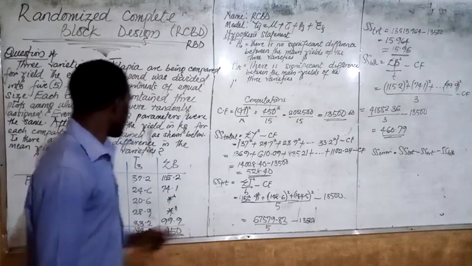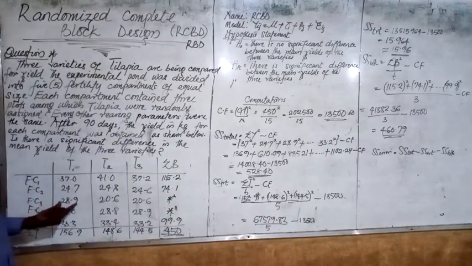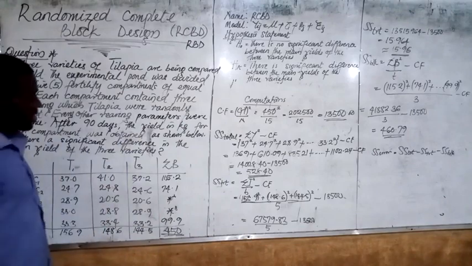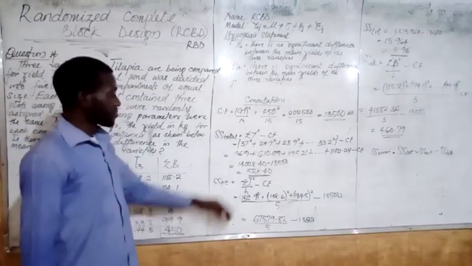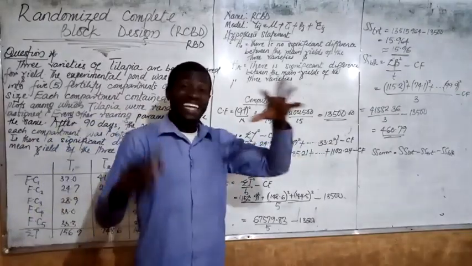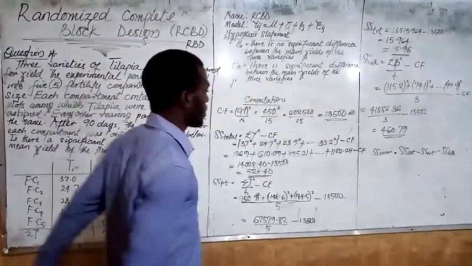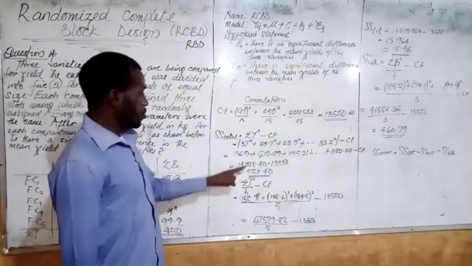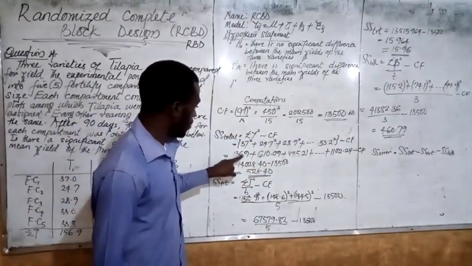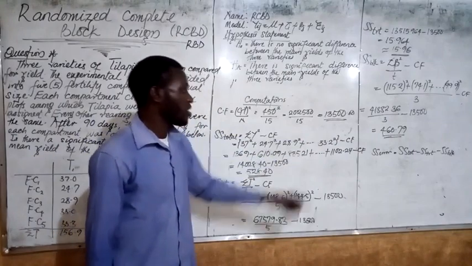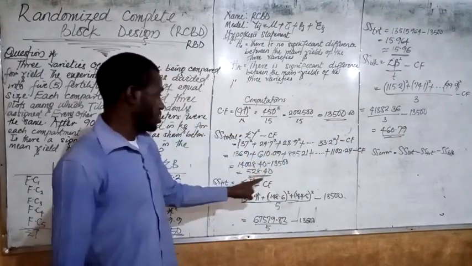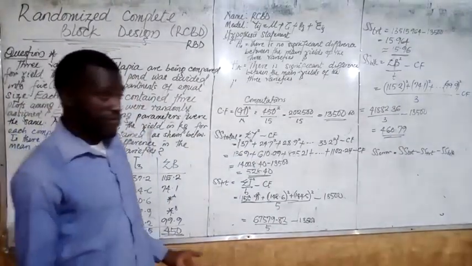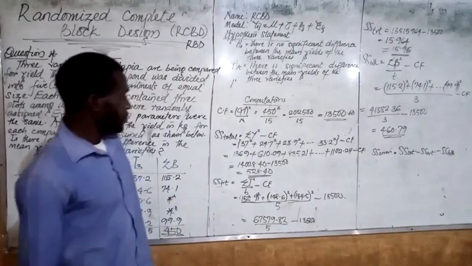Then SS total: you square each observation, add them all up together, and subtract the correction factor from that sum. So you have the square of this, the square of this, then minus the correction factor, and we get 528.40.